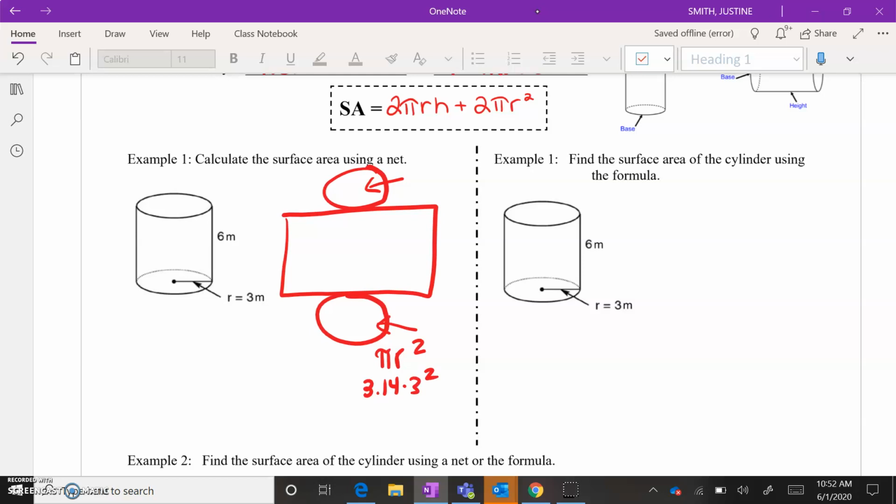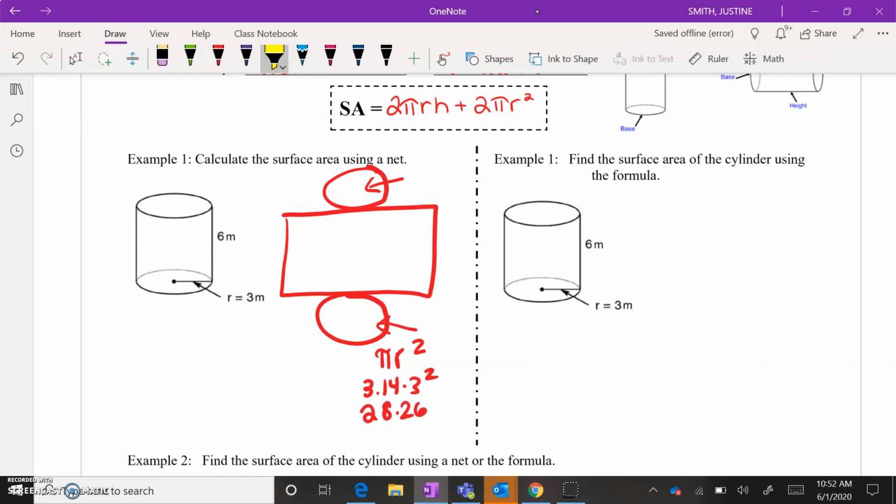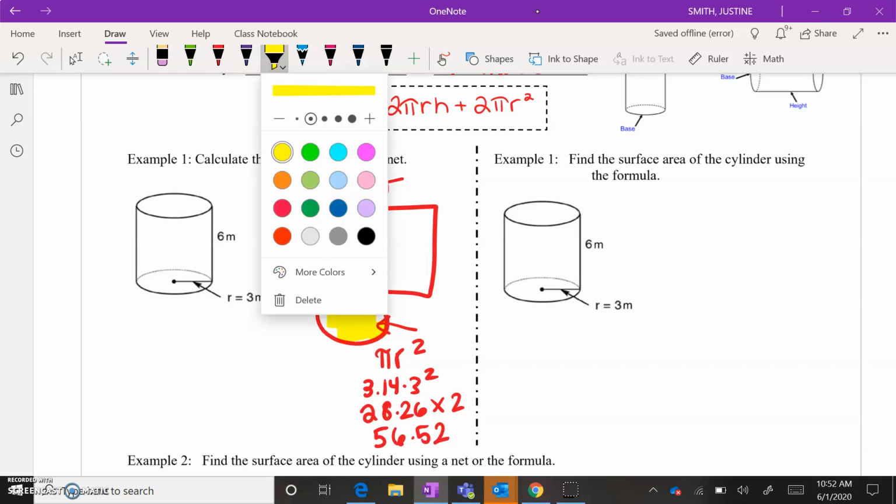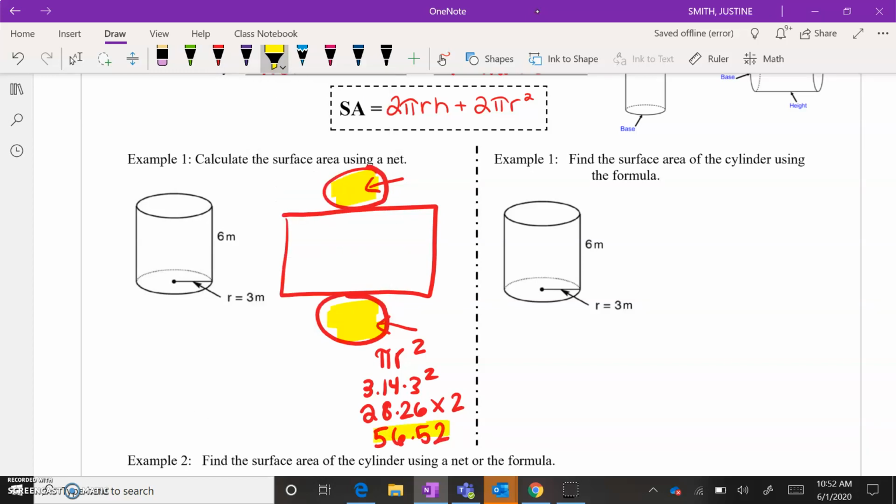So I would do 3.14 times 9 to get 28.26. But there's two of them, right? So there's the top and the bottom. So I would actually multiply this by 2 to account for both of them. So that would give me 56.52 just for the area of the two circles here.